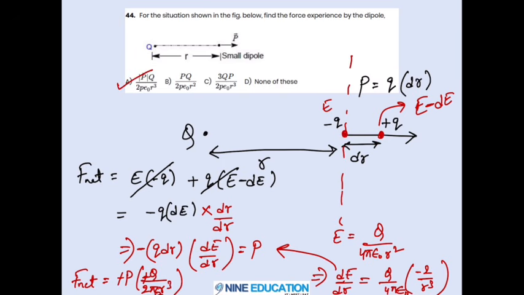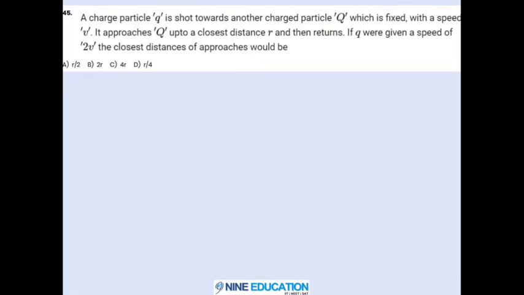And P is basically taken as mod of P bar, which is the magnitude of the dipole moment. That is what I have written here. I hope this question is clear. Move on to the next question.